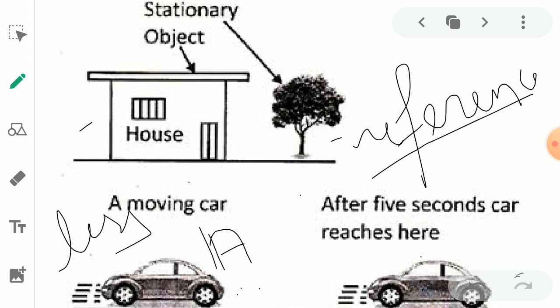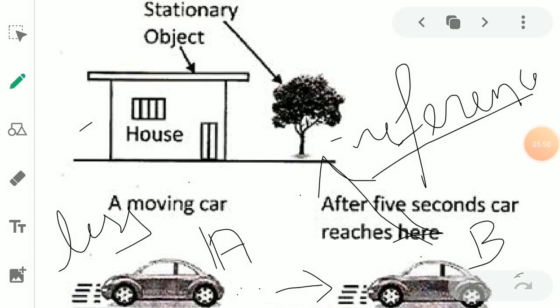Now it starts moving, and after 5 seconds this car reaches from position A to position B. Now the distance between this car at position B and the reference point, that is the house or the tree, is a little bit farther compared to position A. So this proves that the car is moving from A to B. With respect to this stationary object, it is proved that this car is in motion.